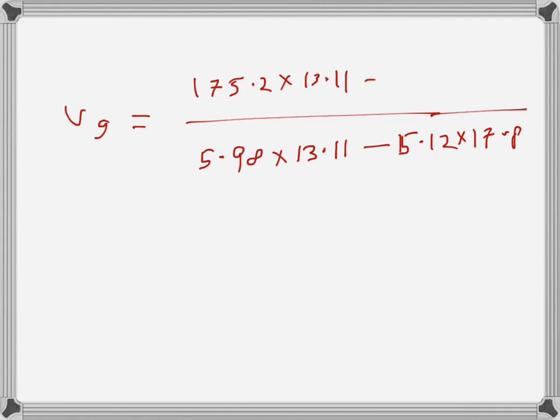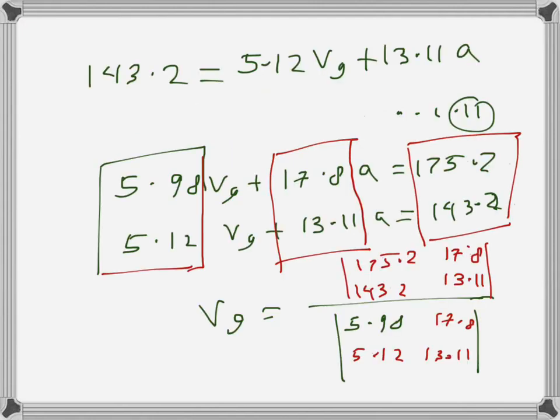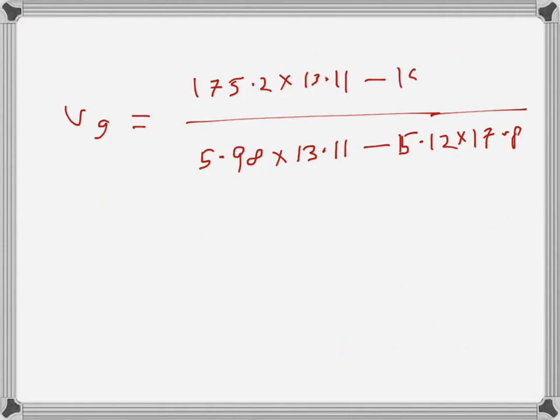minus 143.2 into 17.8. Once we do that, what I got is 19.7 something meter per second. So you will get this as negative, this as negative, both will be negative, so the negatives will get cancelled, and this will be like that.